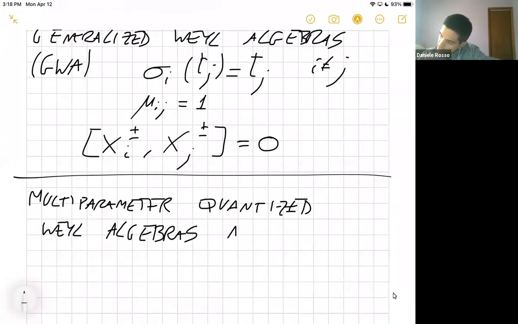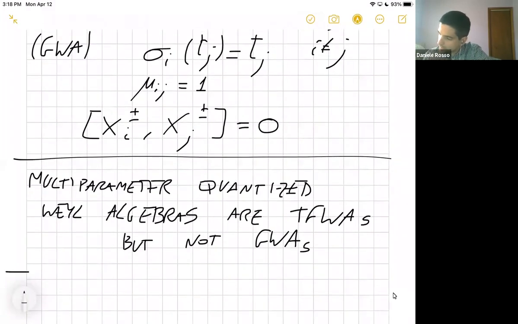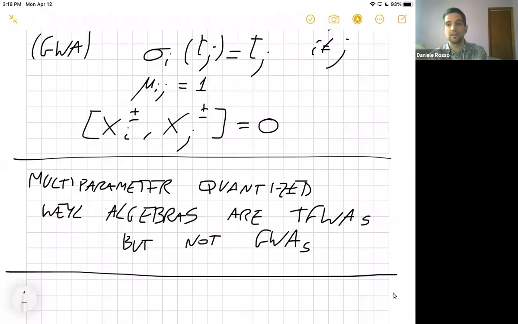These are TGWAs, but are not GWAs. I don't know that I really want to write down the definitions for these. The sigmas are kind of involved, but if you look up the name, maybe if you're interested, you can find them. Just to give the idea that there are interesting kinds of algebras that arise as TGWAs that do not fit in the other families that have been studied before.